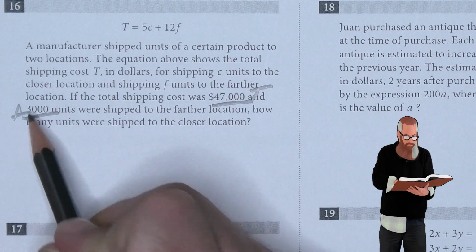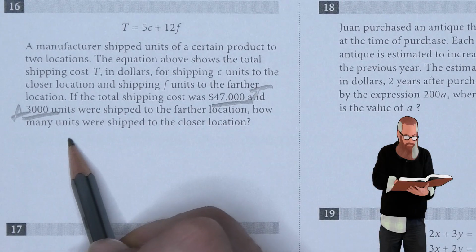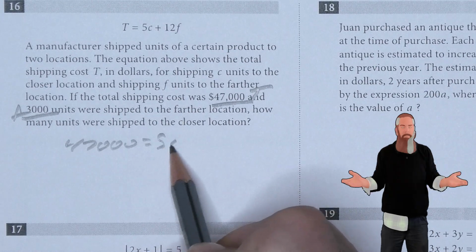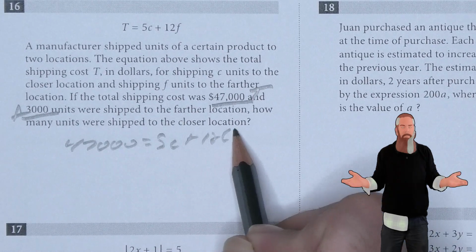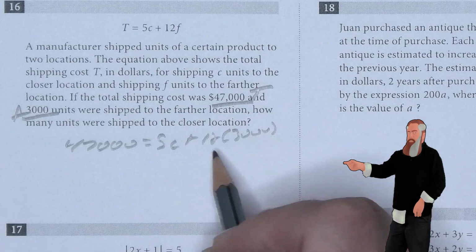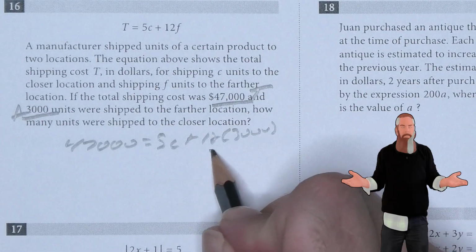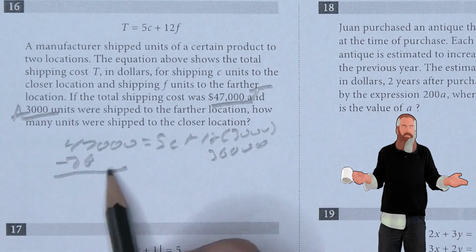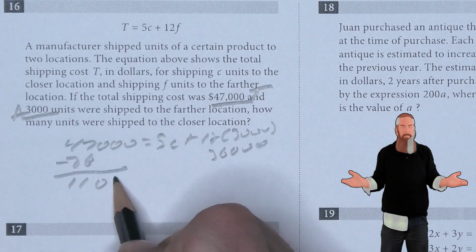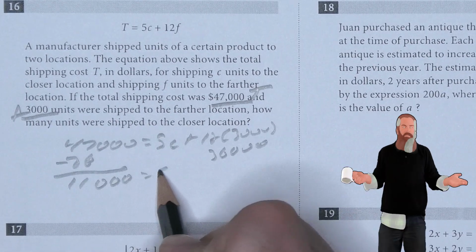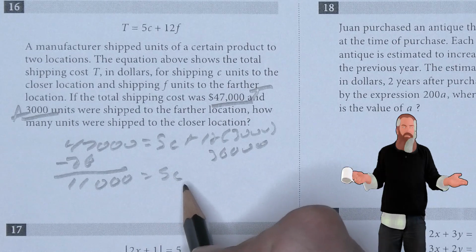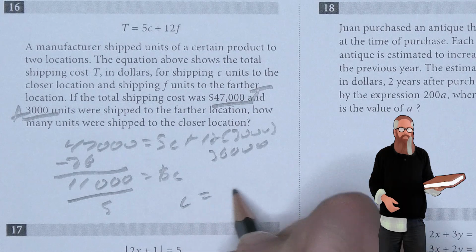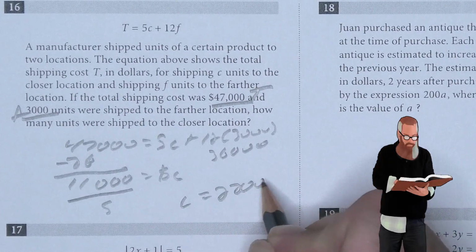3,000 represents F, which means I have an equation that says 47,000 is equal to 5C plus 12 times 3,000. Now 12 times 3,000 is 36,000, and I can subtract that from both sides, which means I wind up with 11,000 on the left is equal to 5C on the right. 11,000 divided by 5 means that C is 2,200.